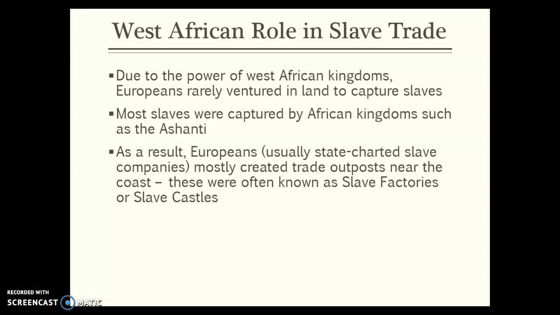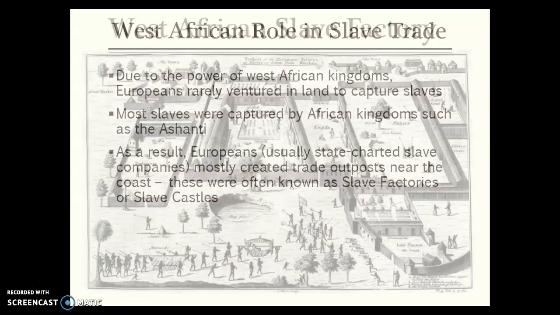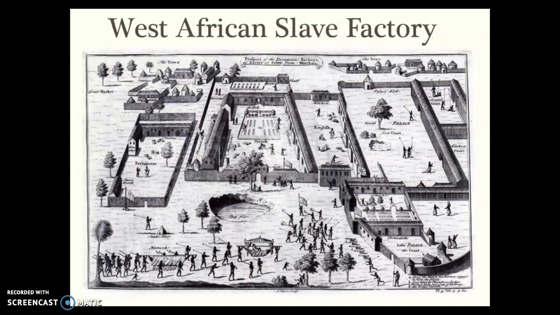Most captives were captured by the Ashanti and others. And so what they did was create all these slave posts, and there are some images of them. This is one which you can see: Portuguese, English, French, all kinds of groups in there.